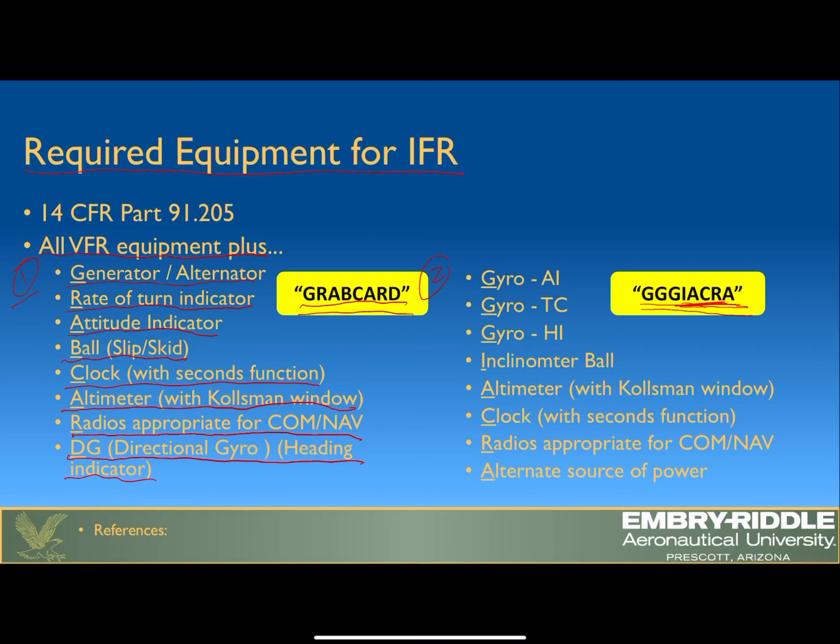Okay, so the 3 G's stand for the 3 pieces of equipment that all use gyros. The first one, we have a gyro for our AI, that stands for attitude indicator. So you can see we have attitude indicator over here in the GRAB card as well. Then we have a gyro for turn coordinator, TC, or our rate of turn indicator. And then we have a gyro for our heading indicator, or directional gyro. You also need an inclinometer ball. That's what your slip skid is, inclinometer ball.